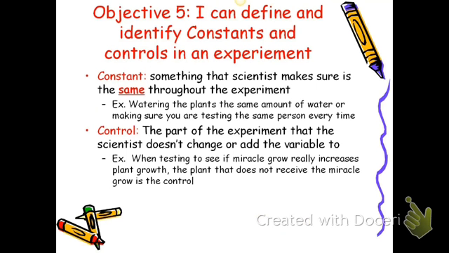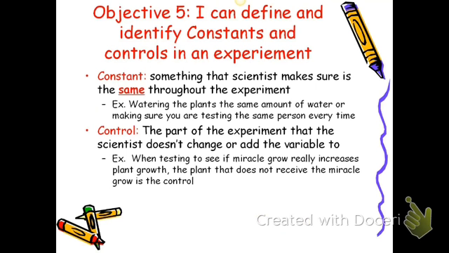Okay, so for example, if you are doing an experiment with plants and you want to know if Miracle-Gro will make the plants grow bigger, then you need to have all of the plants in the same location, getting the same amount of sun. You need to make sure they're getting the same amount of water, and the only thing that you're changing is your independent variable. Everything else should be a constant.